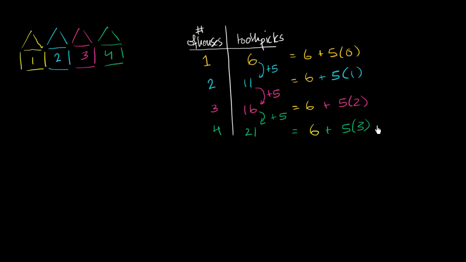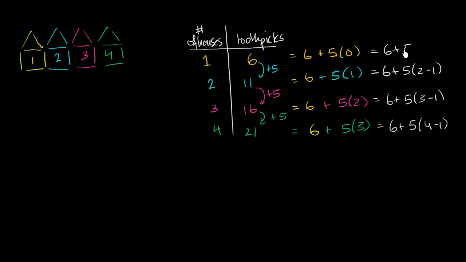And actually, let me rewrite this. So I could rewrite this as 6 plus 5 times 4 minus 1. I could write this as 6 plus 5 times 3 minus 1. You could write this as 6 plus 5 times 2 minus 1. You could rewrite this as 6 plus 5 times 1 minus 1. And maybe that makes the pattern a little bit clearer. This 4 is right over here. This 3 is right over here. This 2 is right over here. And then this 1 is right over here.